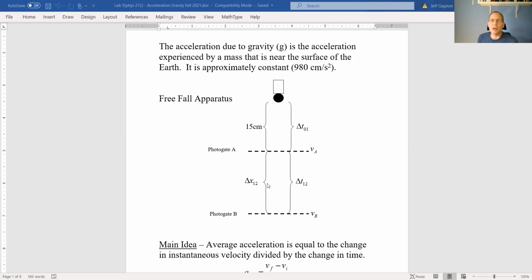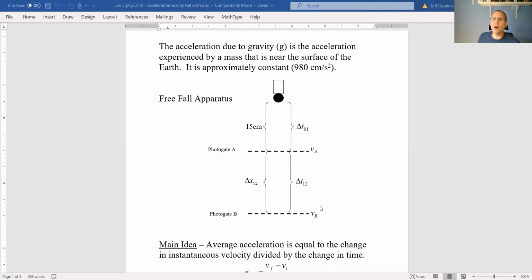Now, given the information from the photogate timers, we can calculate the velocity of the ball as it passes through photogate A, that's called VA here. And we can also calculate the velocity of the ball just at the instant as it passes through photogate B, which we're calling VB.